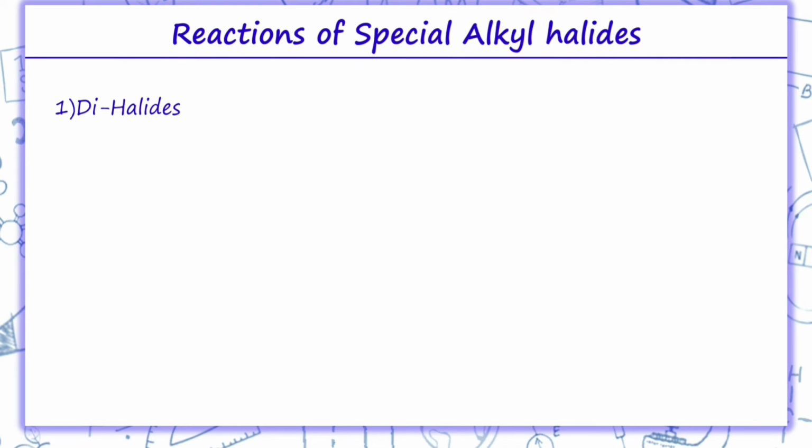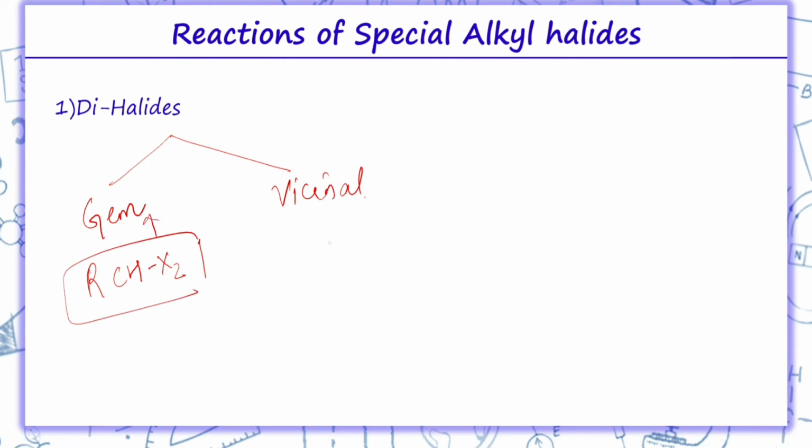So starting with reaction of dihalides. So basically what are dihalides? So there are two types of dihalides. The one is gem dihalide and other one is vicinal dihalides. When two halogen groups are attached to one carbon, so it is known as gem dihalides. When two halogen groups are attached to two different carbon atoms, then it is known as vicinal dihalides.